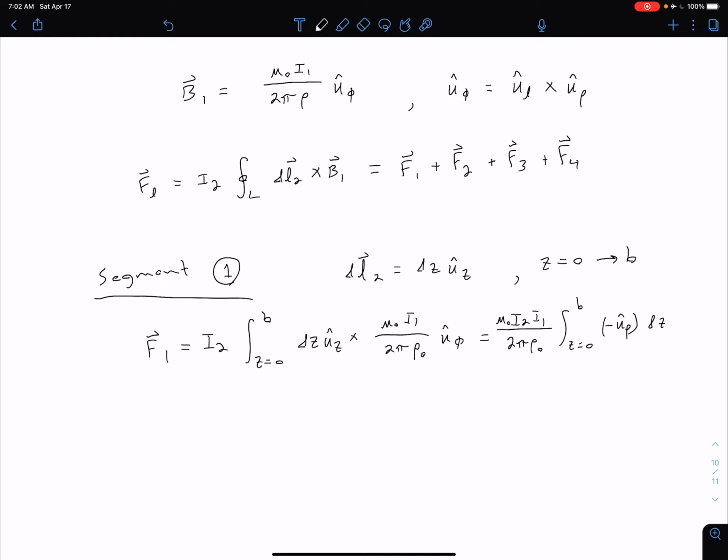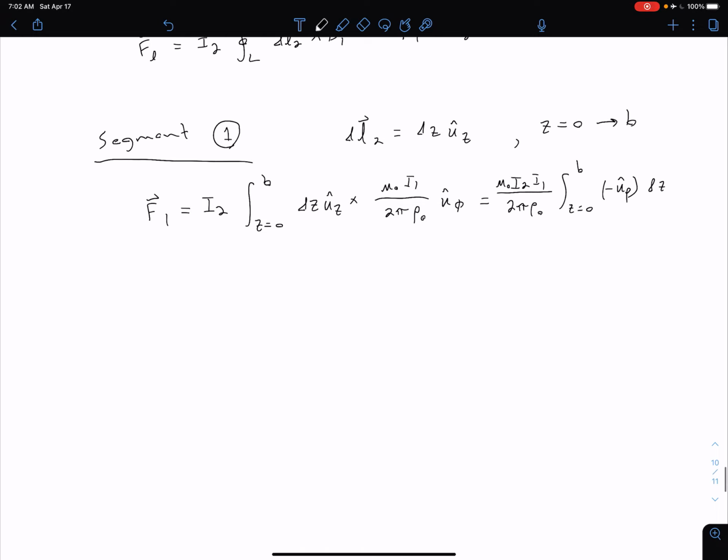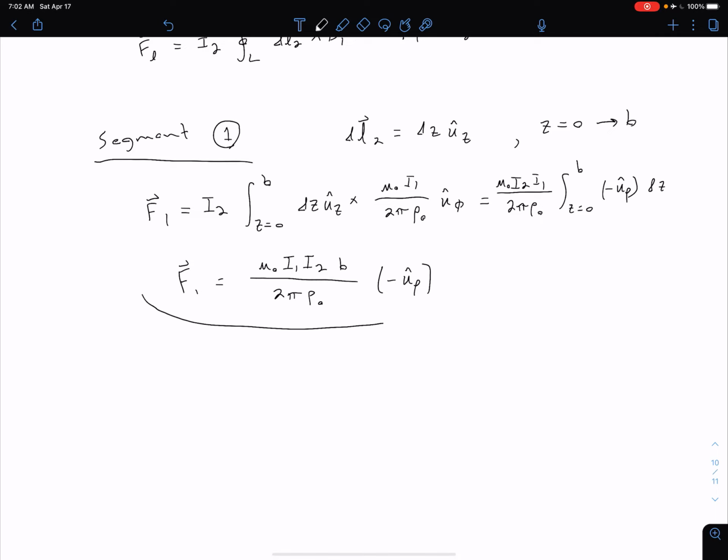And so if we do that integration, we're just going to get z evaluated between 0 and b, which ends up just being b. So we get a final value for our force on segment 1, which is going to be equal to mu naught times the product of those two currents, I1, I2. We also have a b in the numerator from that integration, and then 2 pi rho naught, and all of that is in our negative rho direction. And so we can stop for a second and think about what that actually means.